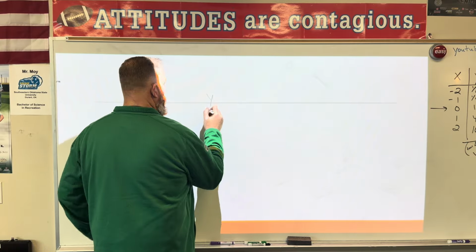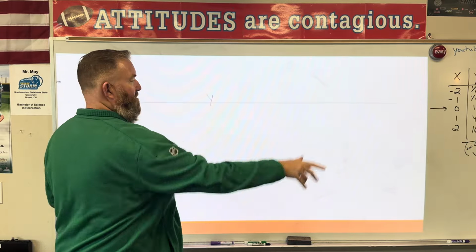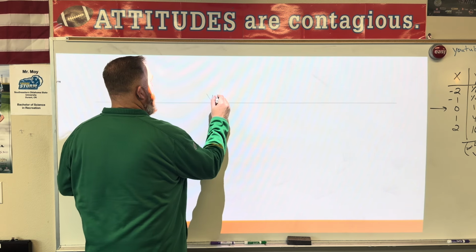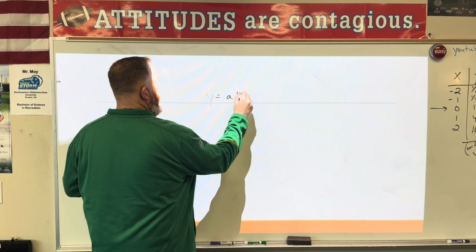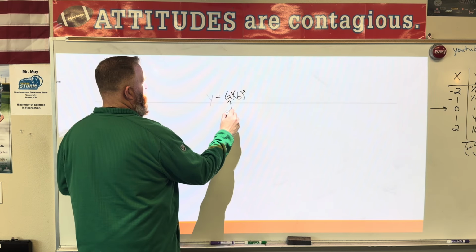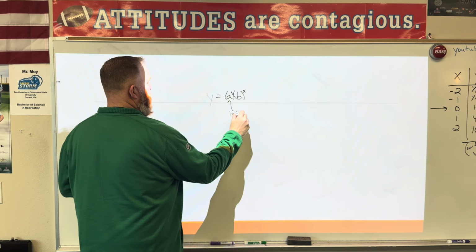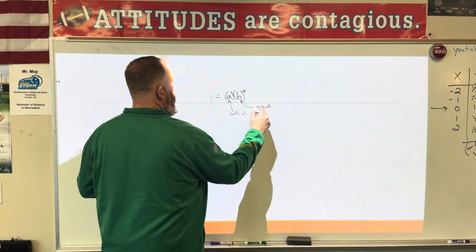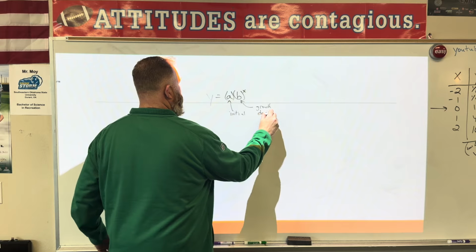We had y equals ab^x. Do you guys remember that? Where a was the initial number, or your y-intercept, right? Your b was your growth or your what? Or your decay. Now, what was the key about growth?